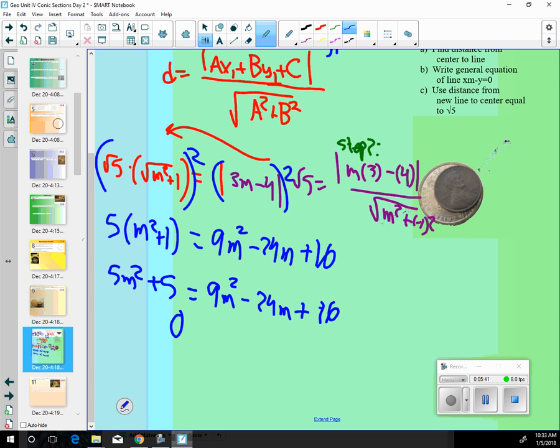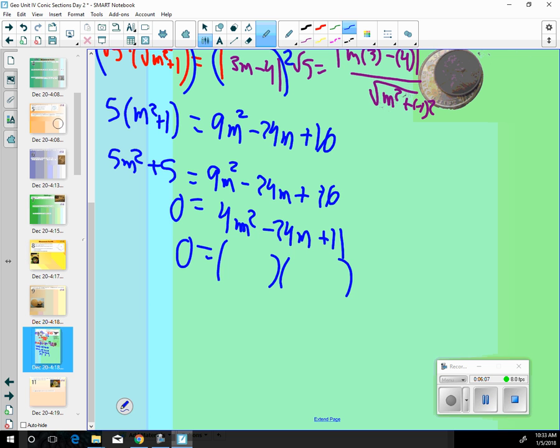Put everything on one side, you're going to get 9m squared minus 5m squared is 4m squared, minus 24m. Do you feel the excitement getting to the end here? The thrill? Getting the answer? 16 minus 5 is 11. And so now all I have to do is get that factored. You'd be lucky if it did. I think it does, doesn't it?